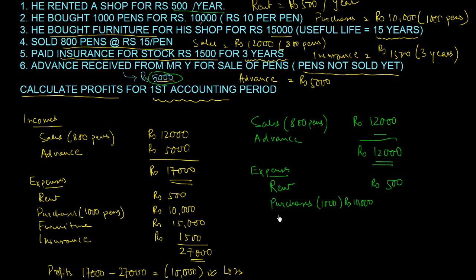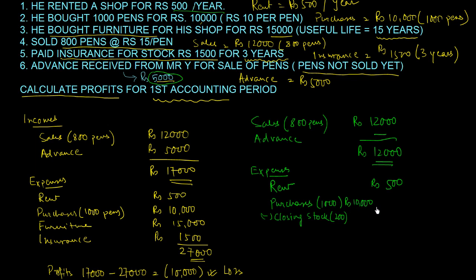So here, as per matching concept, we will have to consider the expenditure which corresponds to this income of sales of 800 pens. So for sale of 800 pens, we would consider the purchases only for 800 pens. So another way of doing that is by subtracting the closing stock. Since out of 1000 pens only 800 pens are sold, 200 pens would be in your hand, which would be the closing stock. So 200 pens would be deducted, and the value of 200 pens would be rupees 2000.